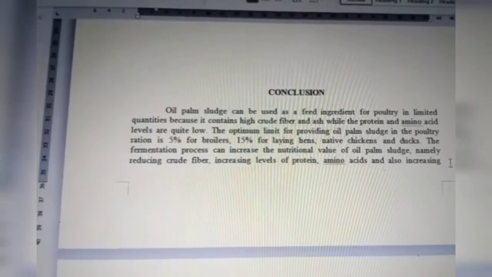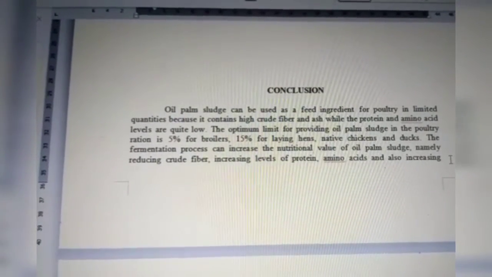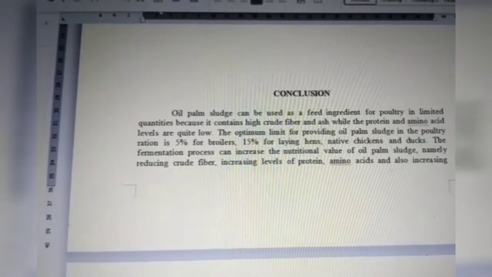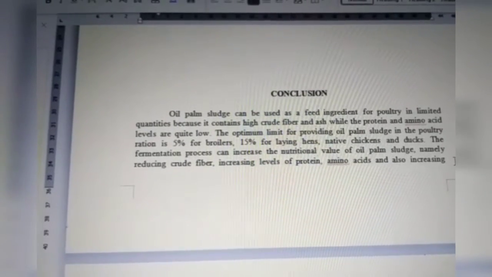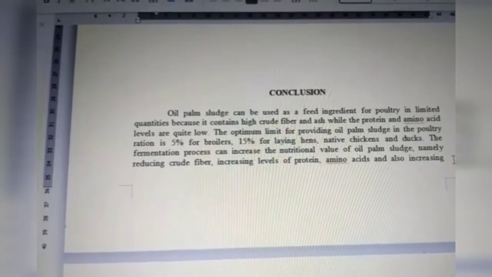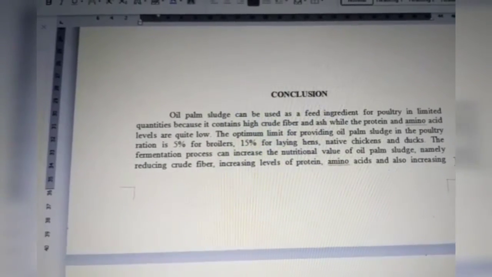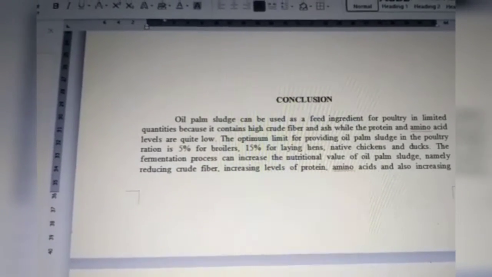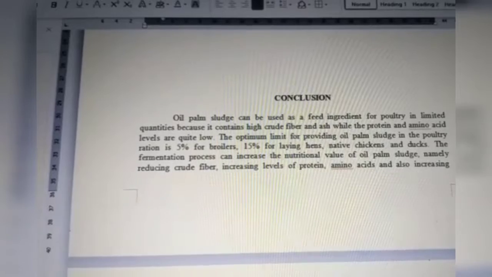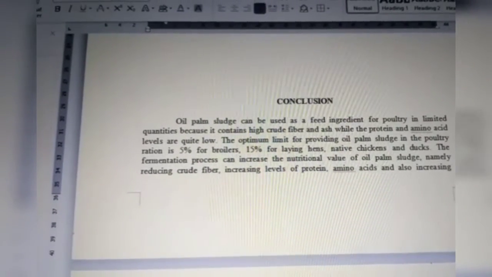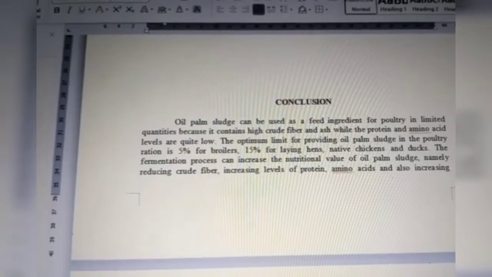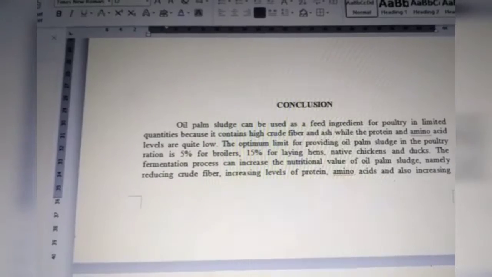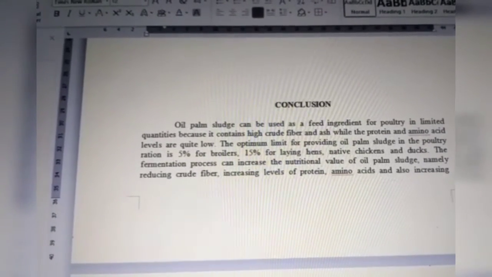Conclusion: oil palm sludge can be a feed ingredient for poultry in limited quantities because it contains high crude fiber and ash, while the protein and amino acids are quite low. The optimum limit for feeding oil palm sludge in the poultry ration is 5% for broilers, 50% for laying hens, native chicken, and duck.